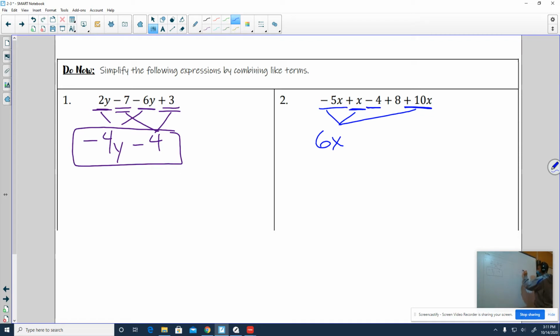And then my constant terms are negative 4 and a positive 8. When I combine those, that's going to give me a constant term of positive 4. No like terms to combine, no parentheses. We are in simplest form.